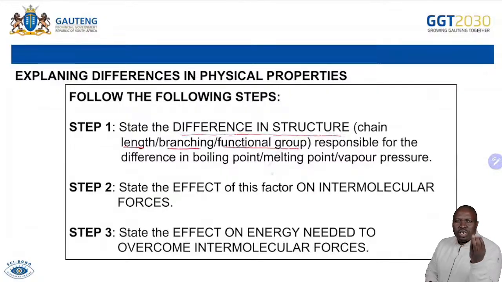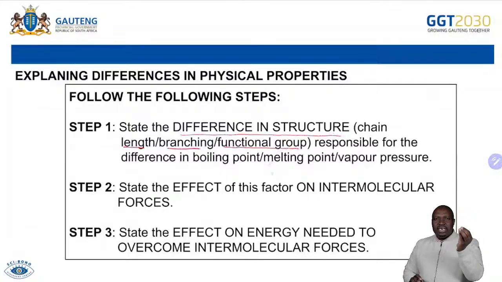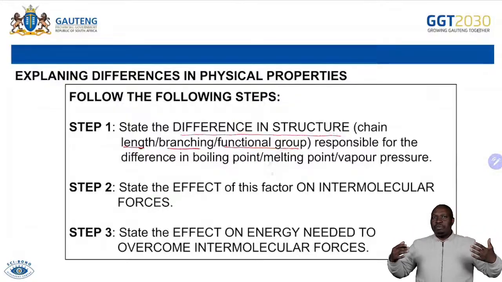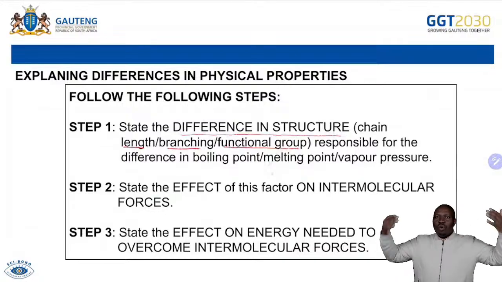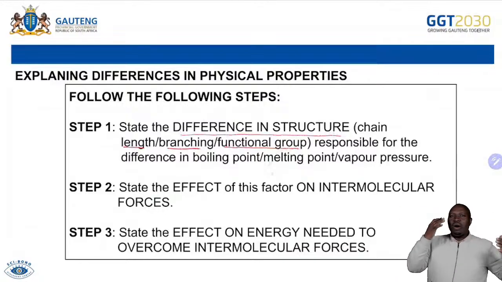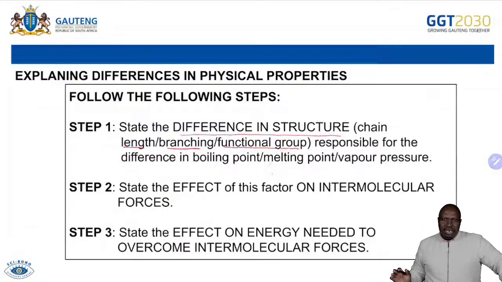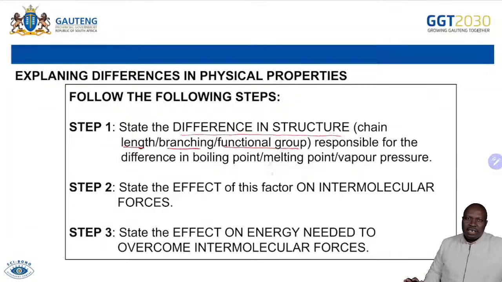Already I told you that when you change the functional group, we're changing the intermolecular forces. So you'll always check in the structure what is changing. Then you answer the question based on what is changing, your independent variable, because we are always looking at the relationship between the independent variable and the dependent variable. How is the change in the independent variable affecting the dependent variable?